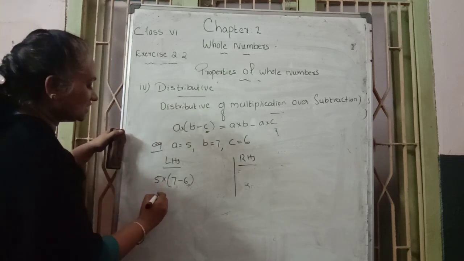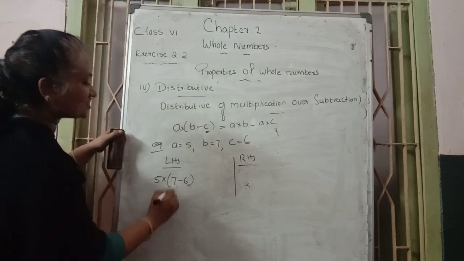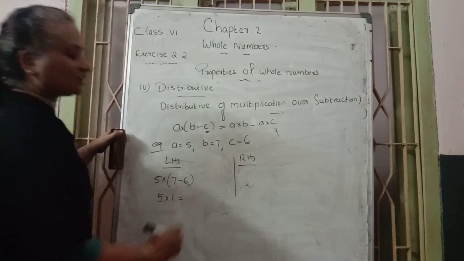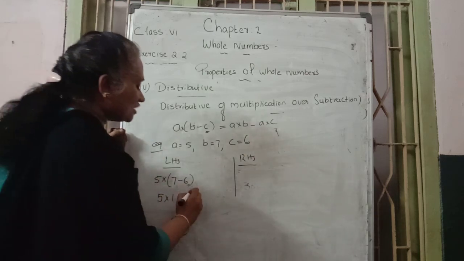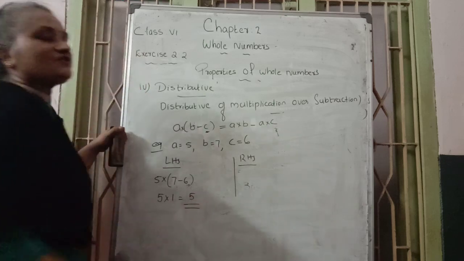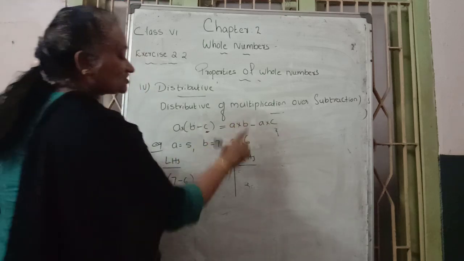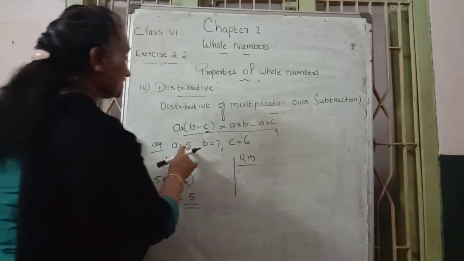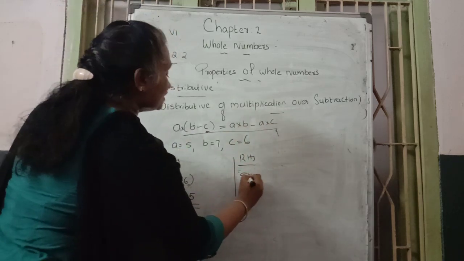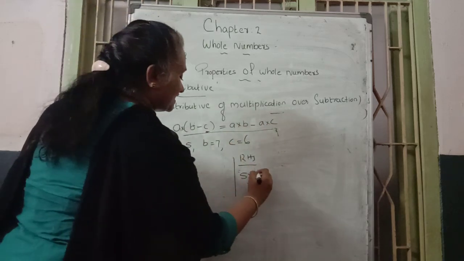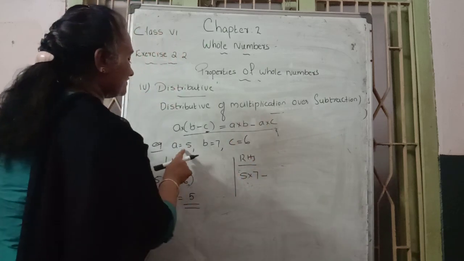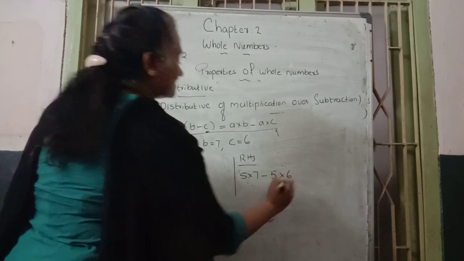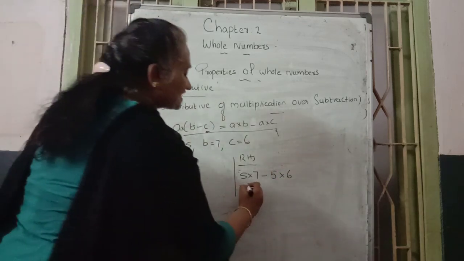Then what we want to do is the calculation inside the bracket. 7 minus 6 becomes 1. So 5 into 1 becomes 5, which is the LHS answer. Next, the RHS part. The RHS part of that general form is A into B, A value is 5, into B value is 7, minus A into C, A value is 5, into C value is 6. Calculation: 5 into 7 comes to be how much?